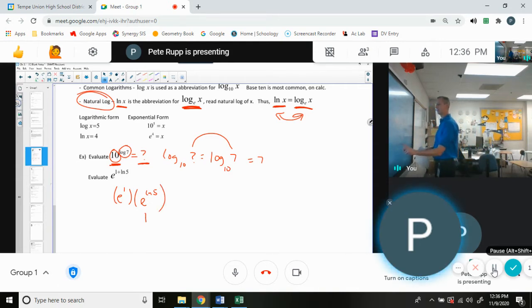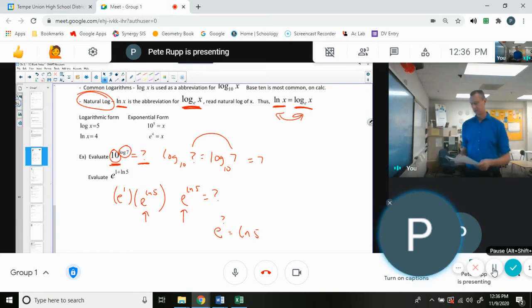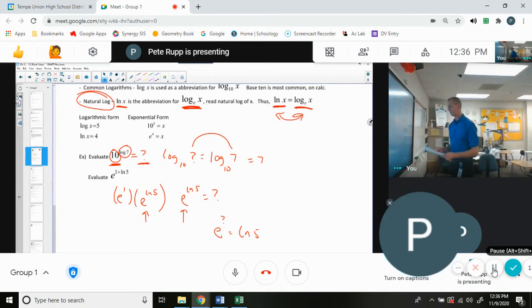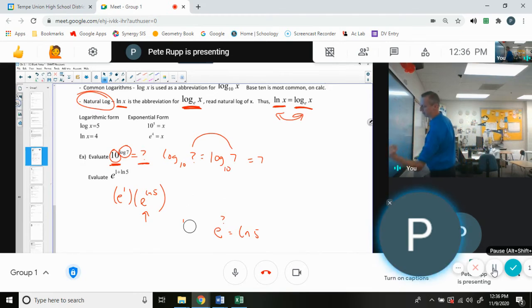And then to evaluate this, we would say e to the natural log of 5 equals question mark. So e is your base. So we're going to take e to the question mark equals natural log of 5. All right. So in order to do this one, I kind of went too far on this one. In order to do this one by hand, let's just go ahead and plug this into the calculator right there. So that's a much easier way to do it.